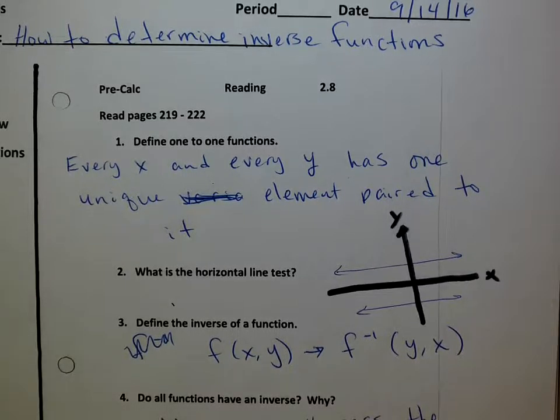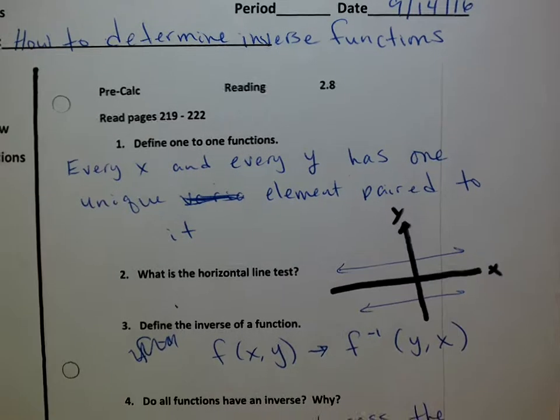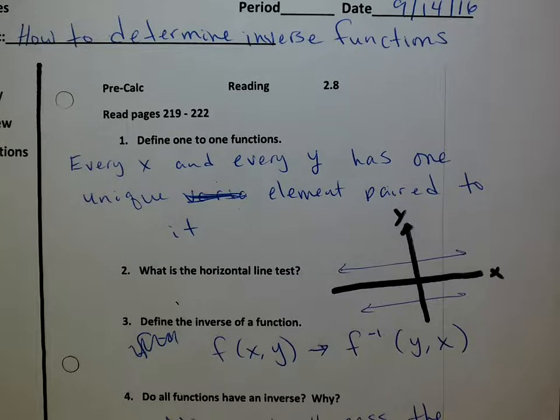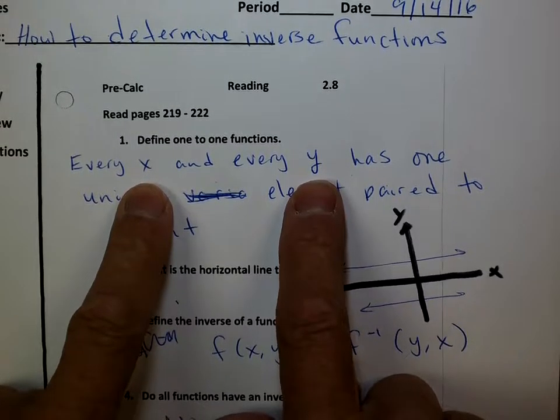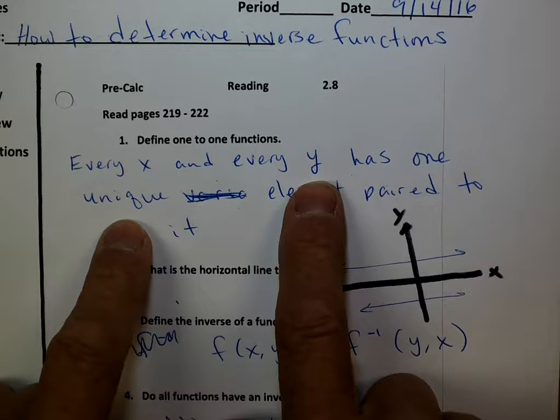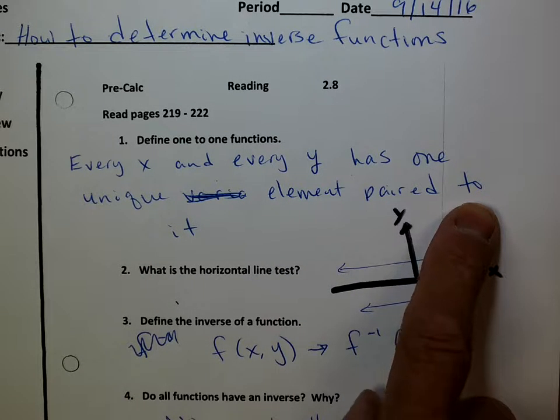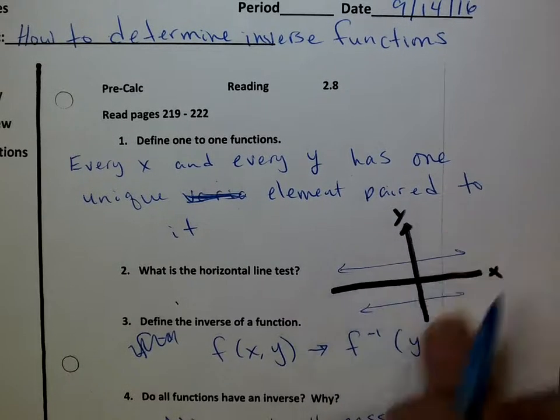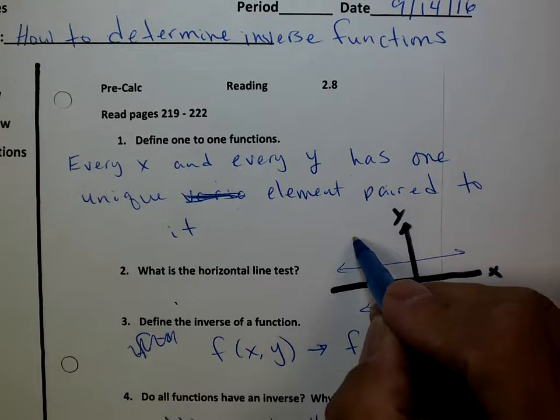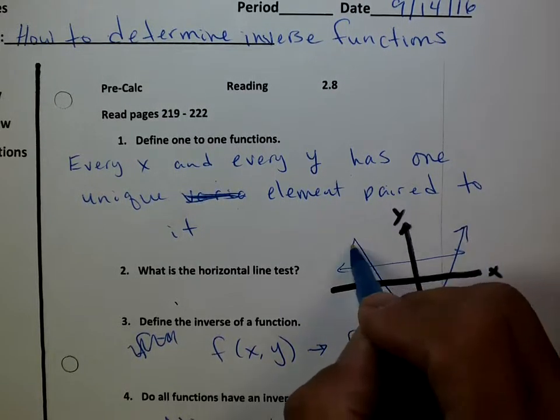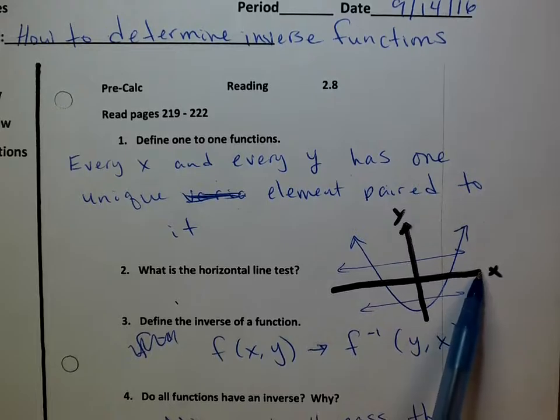Okay, so today's lesson is how to determine or how to make inverse functions. What we have learned more than anything is that every x and every y have exactly one unique element paired to it. So for example, you've got a horizontal line test. If I had a graph that looks like this, this will not have an inverse because it fails a horizontal line test, okay? It has to pass a vertical and a horizontal.